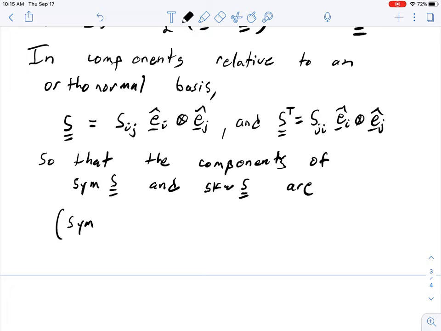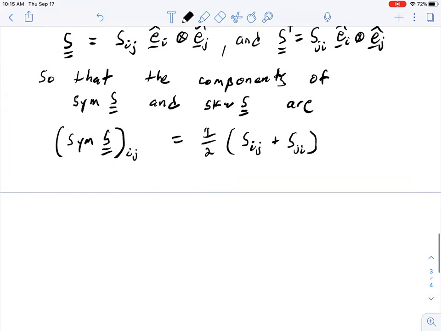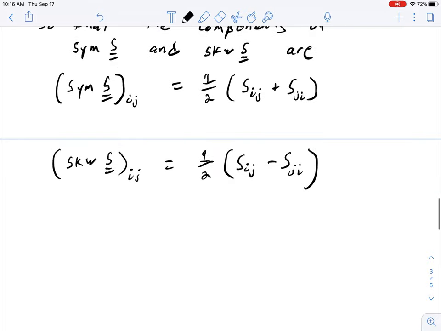The ij component of sym S is equal to 1/2 (S_ij plus S_ji). And the ijth component of the skew symmetric part of S is equal to 1/2 (S_ij minus S_ji). So, you know, for like a vector, you could, notational example here.